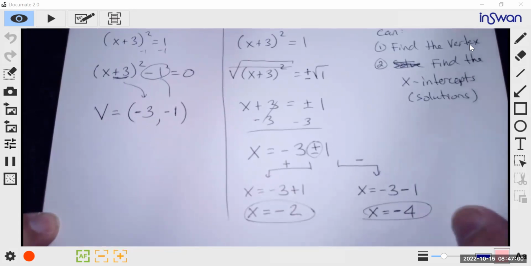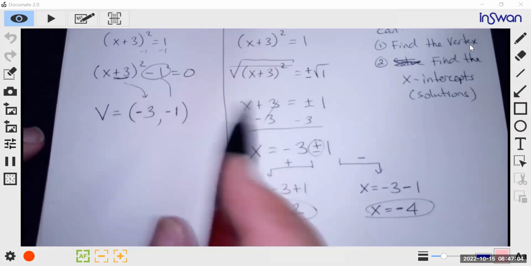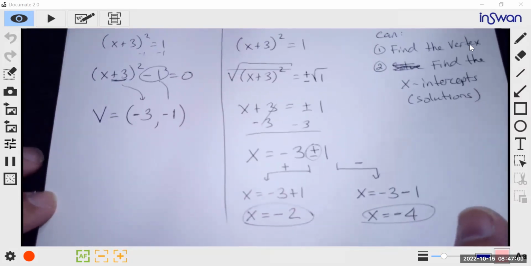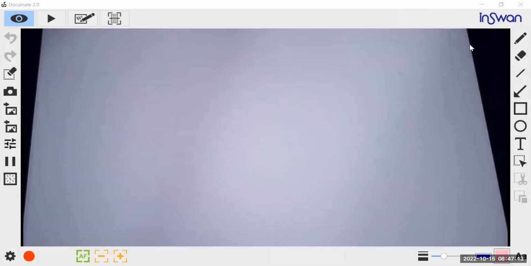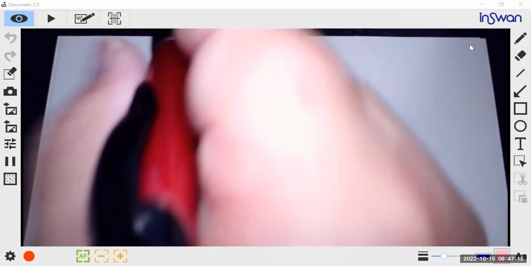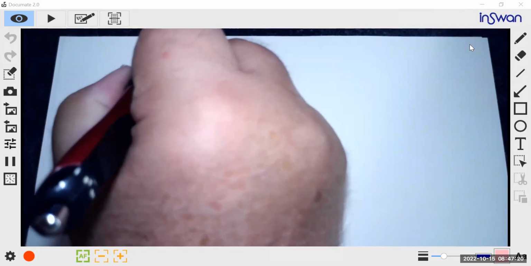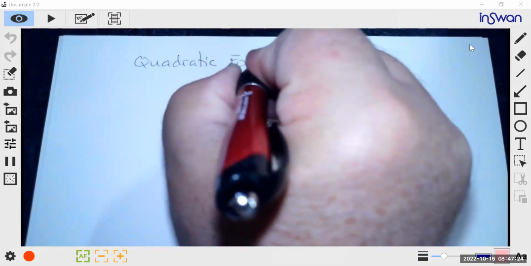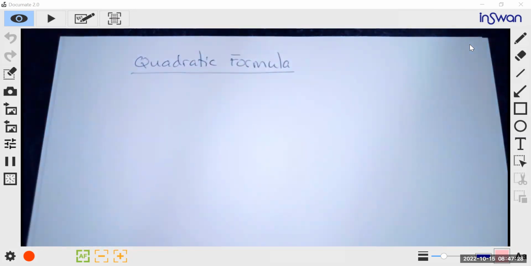Right? So that's the complete the square method. It serves two purposes. We can find the vertex halfway through, or we can find the x-intercepts, or both. Now, if you're just asked to solve it, or if you're asked to find the x-intercepts, the quadratic formula will always work.